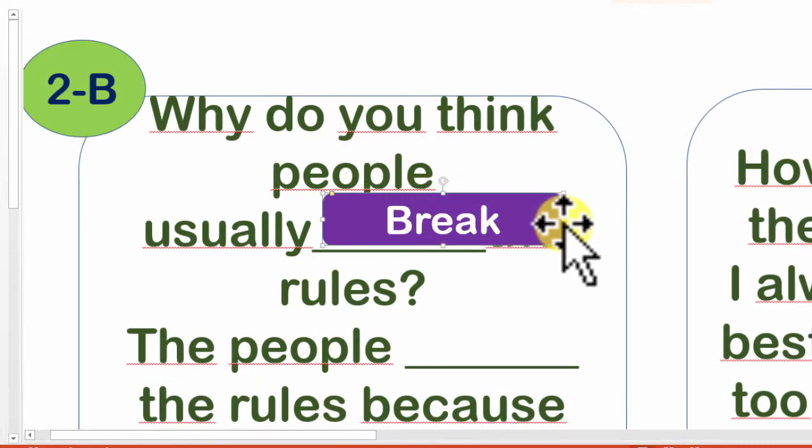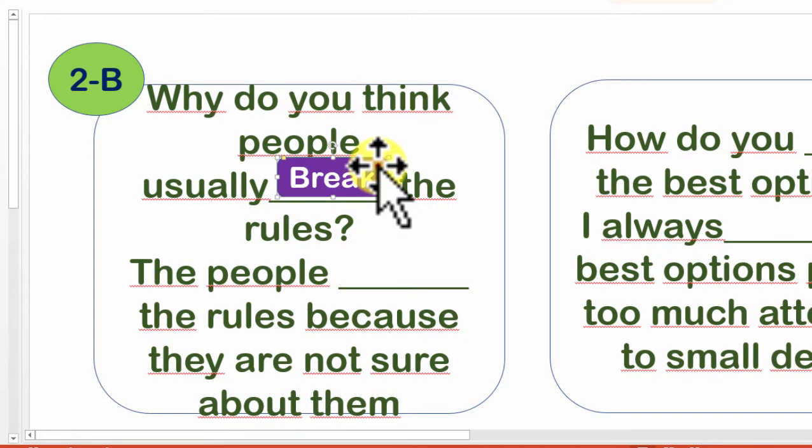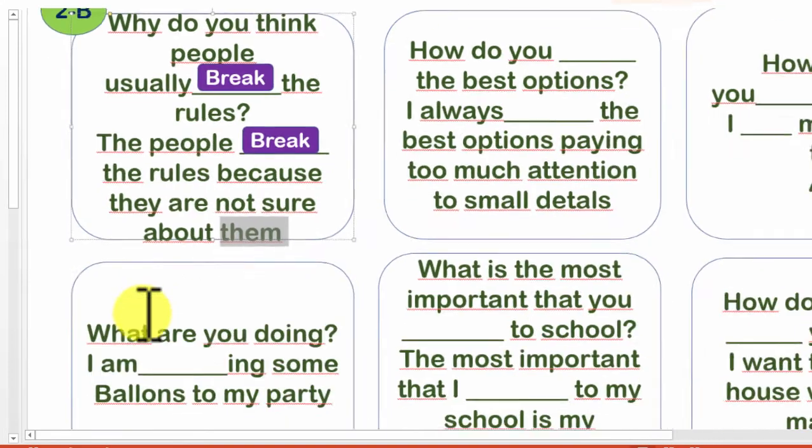So why do you think the people usually break the rules? The people break the rules because they are not sure about them, porque ellos no están seguros. Are not sure es que no están seguros. About, recuerden que la pronunciación es about them, acerca de ellas. Them, el pronombre objetivo, so, acerca de ellas o ellos.